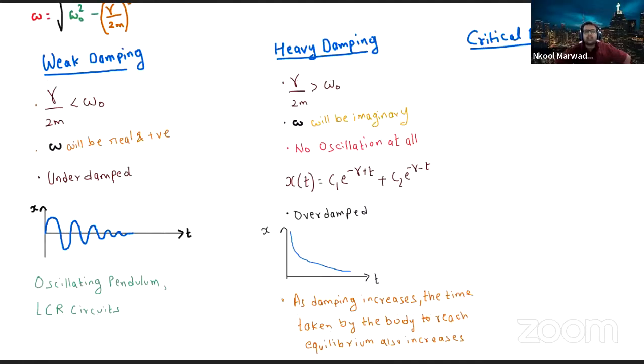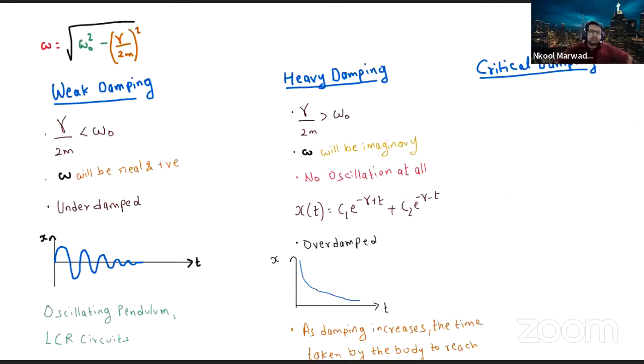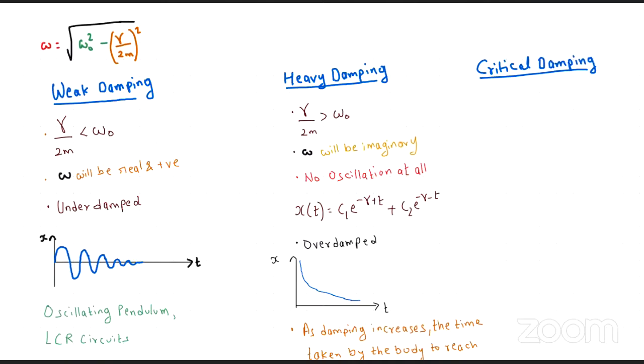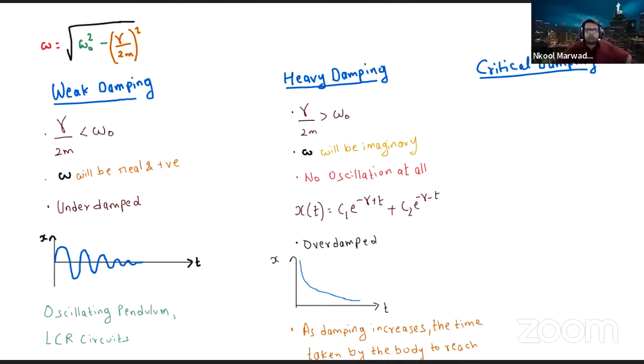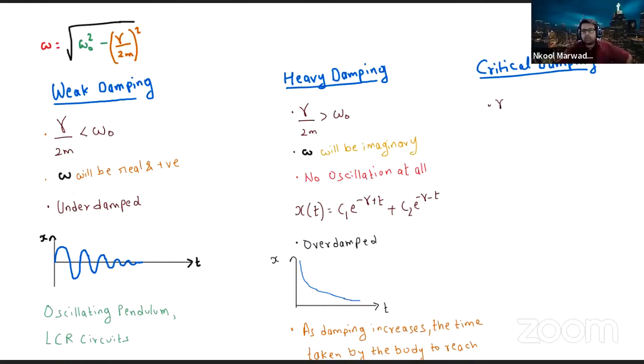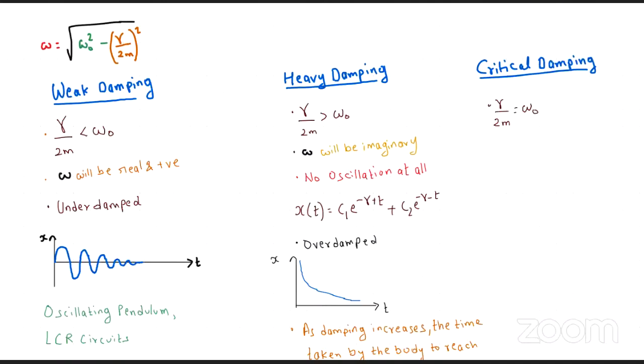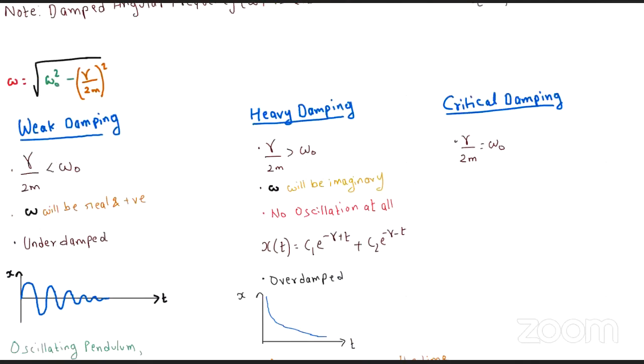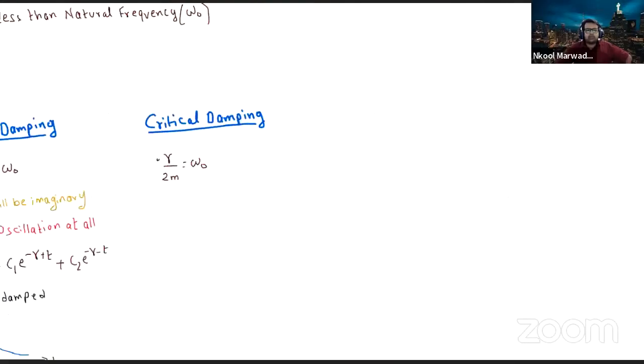Now the third scenario is the critical damping. See, both scenarios we discussed, gamma by 2m is less than omega naught, and gamma by 2m is greater than omega naught. Now the third situation is when both are equal. This is also very interesting to discuss. What will happen if both of them become equal, like gamma by 2m is equal to omega naught? Then the applied frequency will become 0, because if both become equal, then we are subtracting both, so it will become 0.